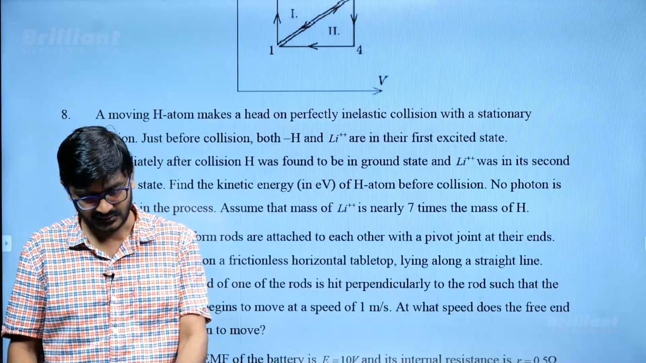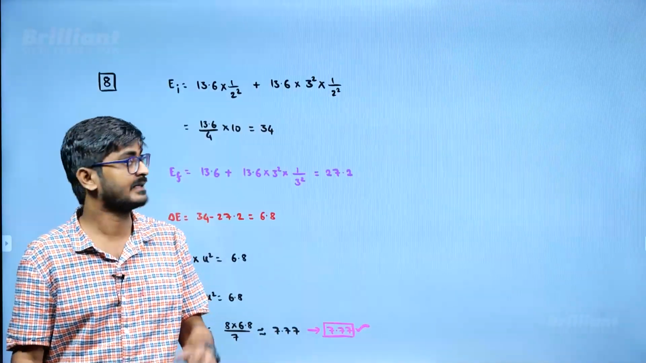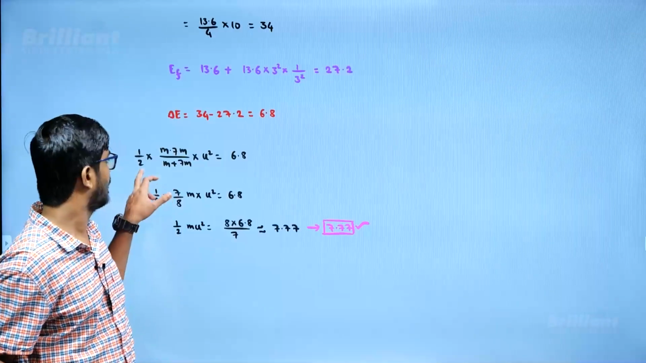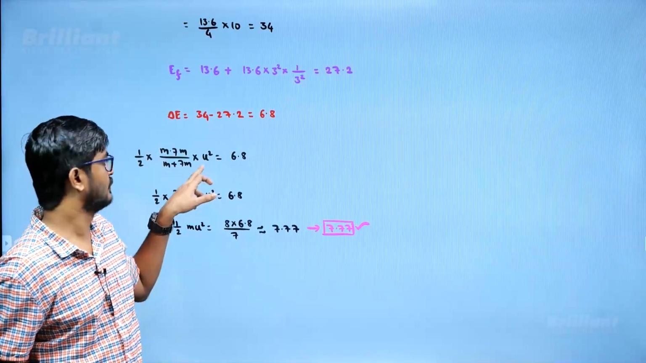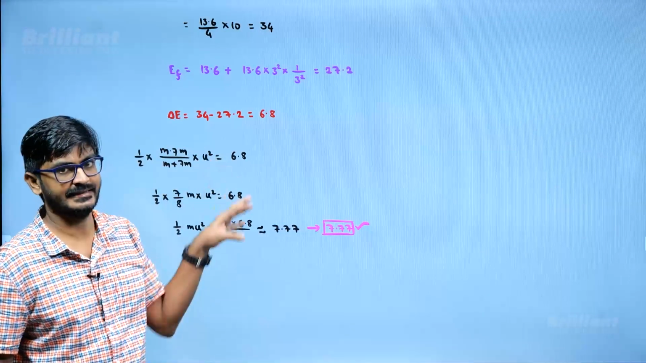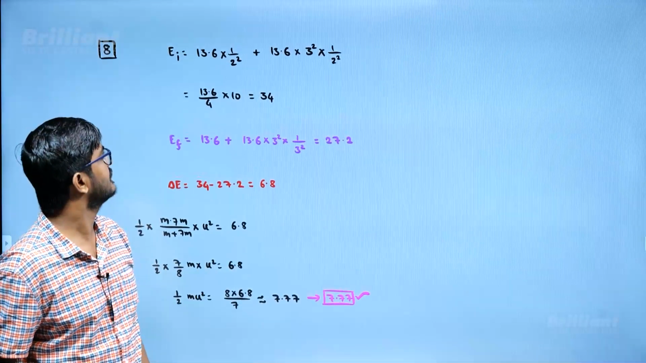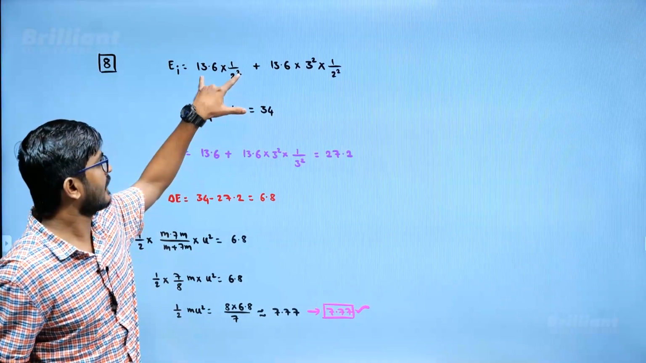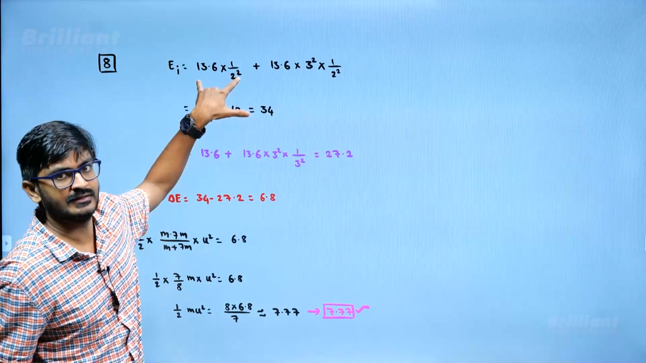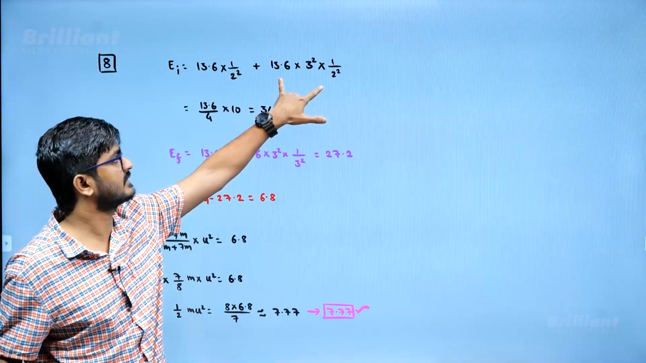Now, in a perfectly inelastic collision, what is the kinetic energy loss? Kinetic energy loss will be half m1 m2 by m1 plus m2 into relative velocity square. Now, this is the loss in kinetic energy. Where will this kinetic energy go? We will see that. Now, what they said, initially hydrogen is in first excited state and lithium plus is also in first excited state.